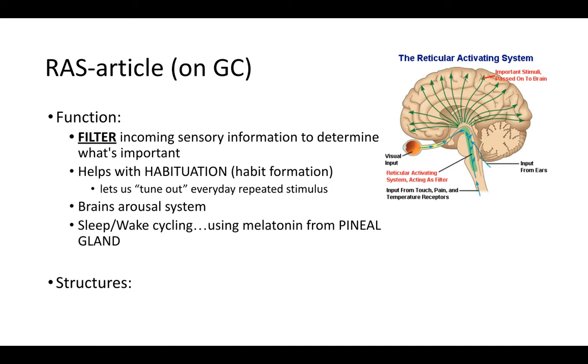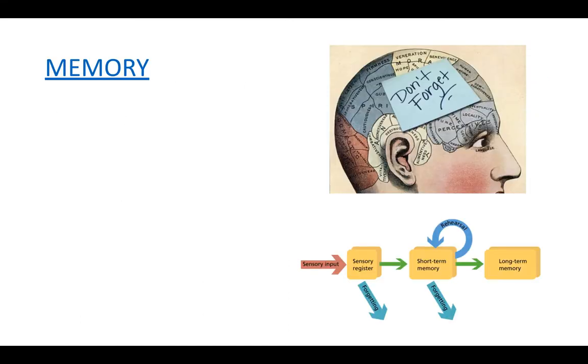So, structures of the brain, where is the RAS located? You can see it right here in the green structure. It mostly parallels the pons, which is this big bulge right here. There's a little bit down here in the medulla region, but your pons area is where your reticular activating system is located.